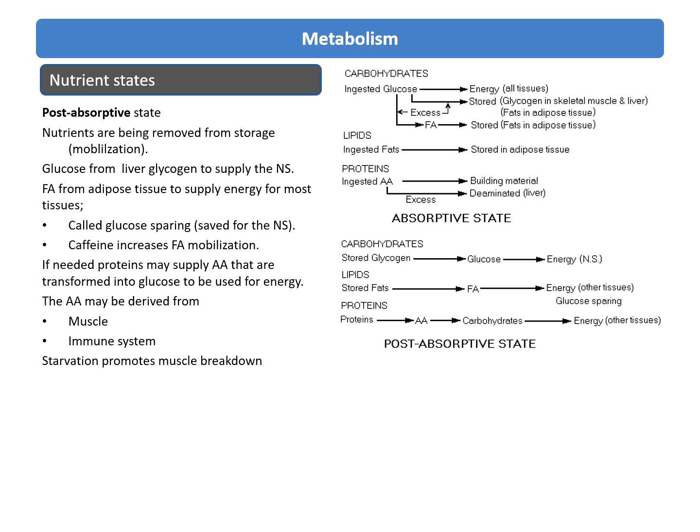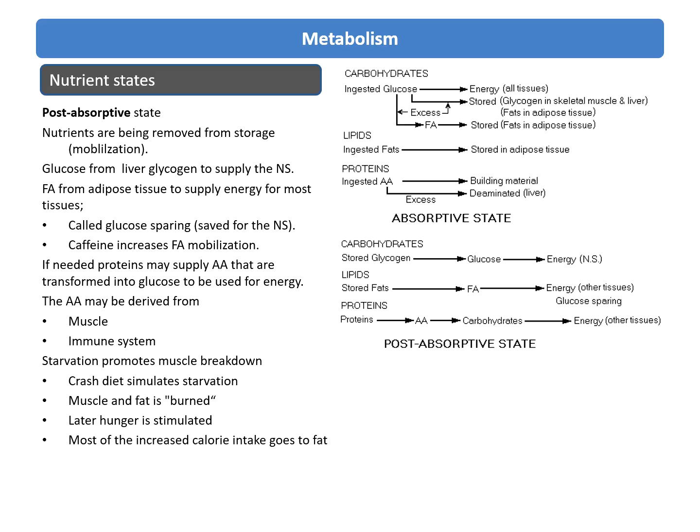Starvation promotes muscle breakdown. A crash diet simulates starvation. Muscle and fat is burned, and later hunger is stimulated. Unfortunately, much of the increased calorie intake goes to fat.